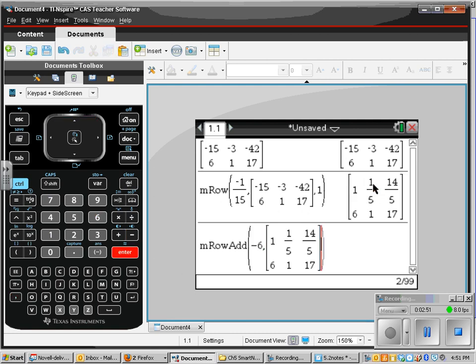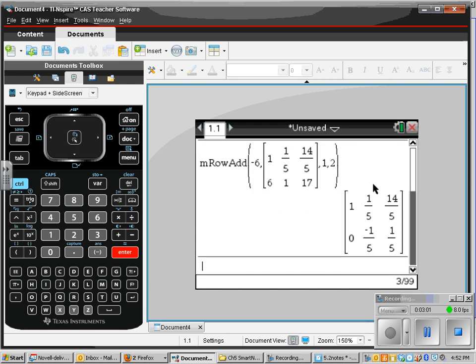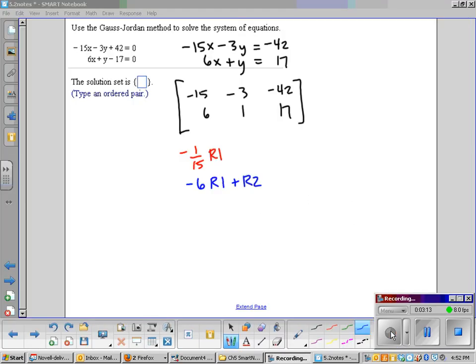Always your matrix is your second argument. I'm multiplying row 1, which is not going to change. I'm changing row 2, so the 2 is the last item in my argument, and then I press enter. So I have the 1 in the first position, and I have a 0 on the second row of the first column. So I'm going to go back to my work, and I'm going to write that down. So I multiplied row 1 by -6, and then I added it to row 2.